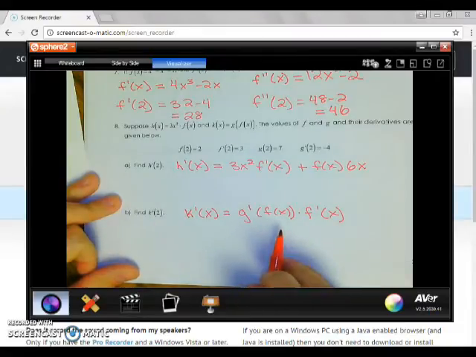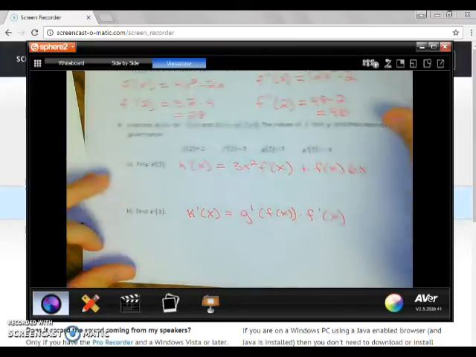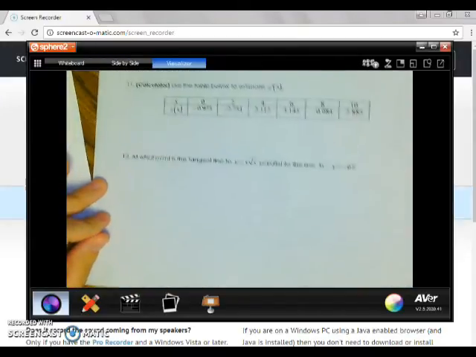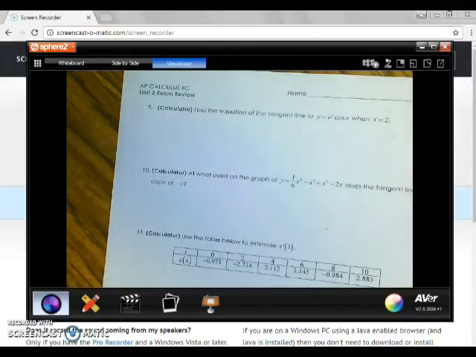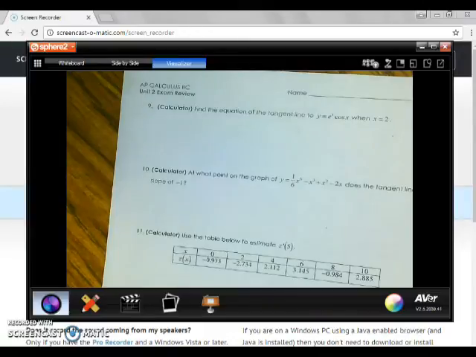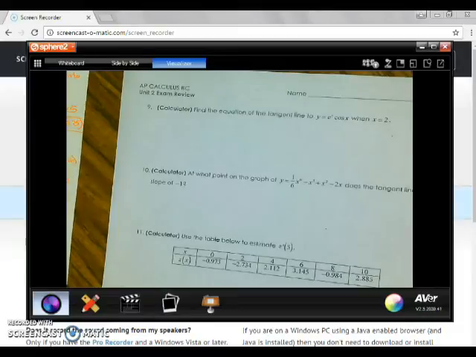So then from there, you can go ahead and plug in there. All right, last page. What do we have here? Okay, so on this last page, you are given the opportunity to use your calculator. Your test will have a calculator section this time, so make sure you're taking advantage of that.